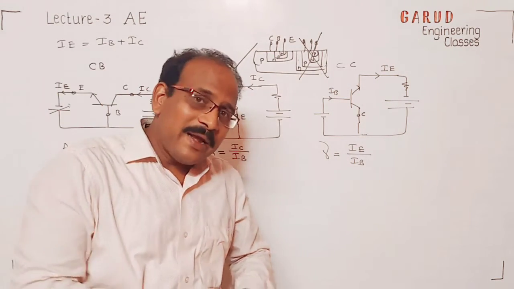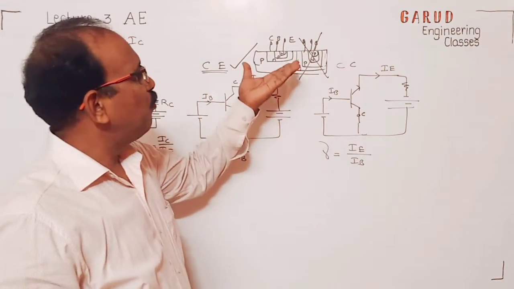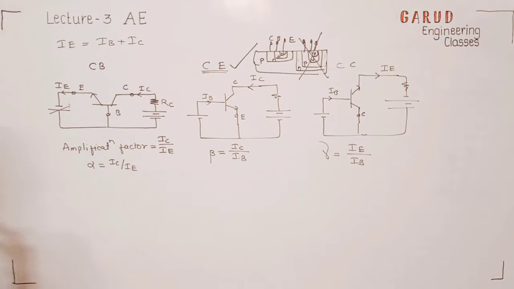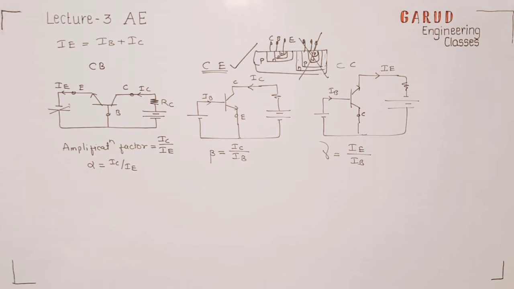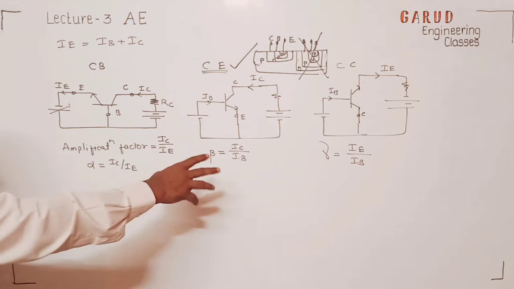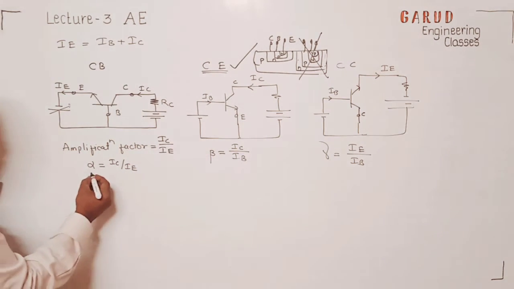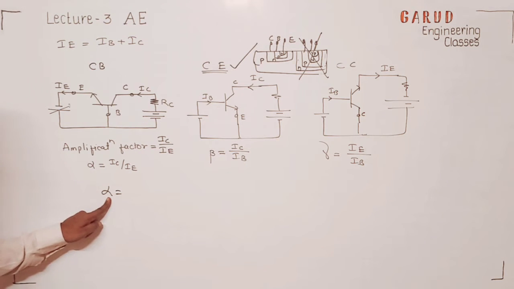So we will not be using PNP transistor. In real practice, the workings are the same. So we will be using NPN transistor. Now the thing is, why only common emitter? So I will give you the comparison of common emitter, common base and common collector. Before that, suppose you want to transfer from one to another, then how will you do it? Suppose you want to write alpha in terms of beta. How will you present it? That is the conversion.